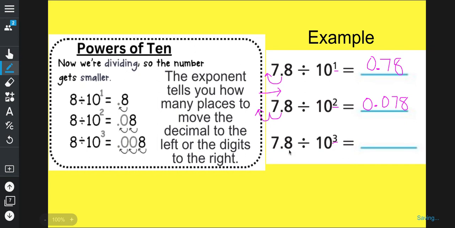So we're going to move our decimal 3 spots to the left, and we fill empty holes in with zeros. So we're going to get an answer of 0.0078. When we're dividing by powers of 10, it's very simple because all we have to do is move the digits or move the decimal.